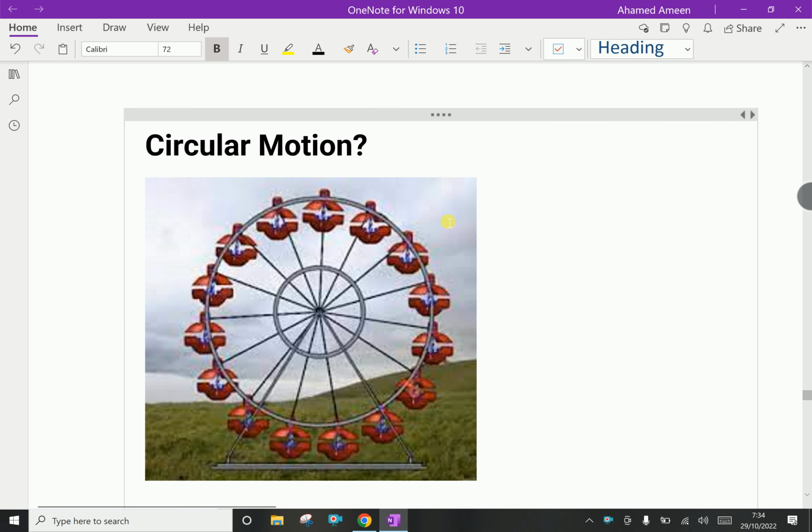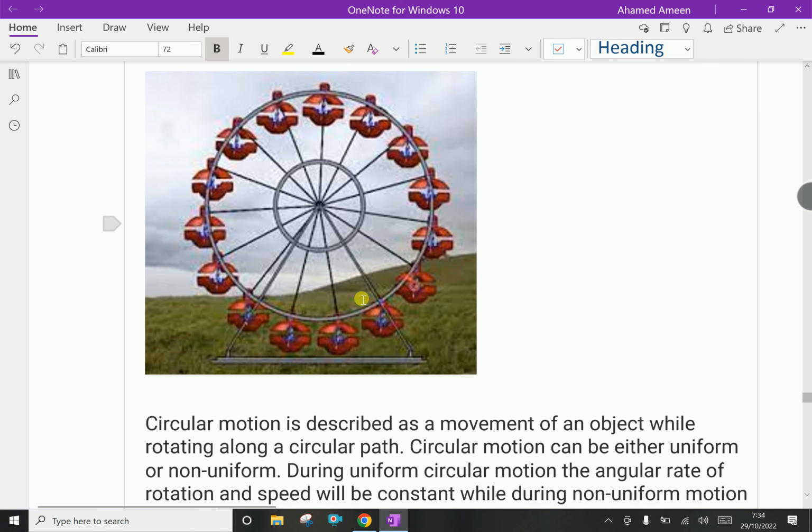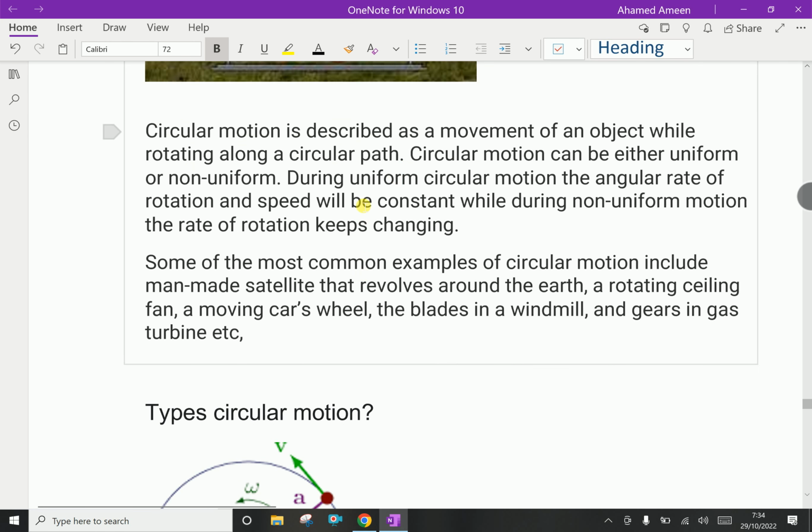What is circular motion? Look at this figure. This Ferris wheel is rotating with a fixed center. Is the motion of this outer wheel a circular motion? Circular motion is described as the movement of an object while rotating along a circular path.